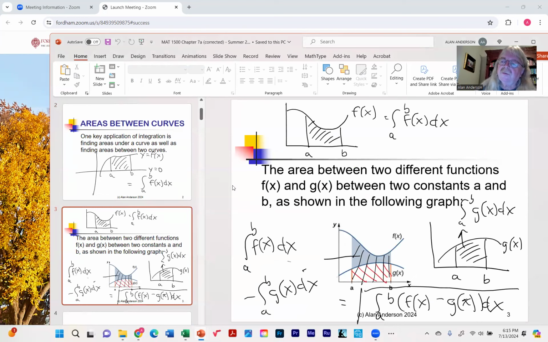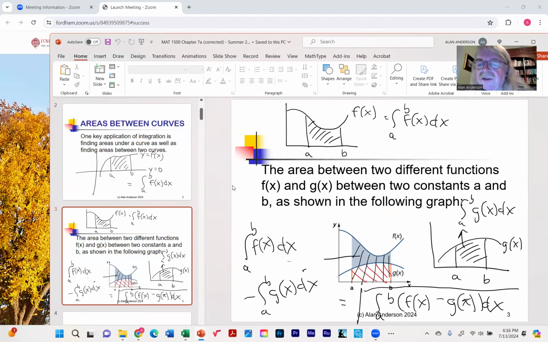Now, we're going to extend that a little bit to more complicated cases. For example, what if instead of looking at the area between f of x and the horizontal axis, we're instead looking at the difference between two functions? Like here, you can see there's f of x and g of x, and they're both curves. So in that diagram, you can see it's the blue region that we're really after.